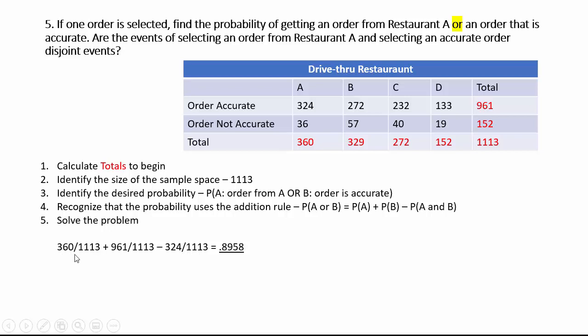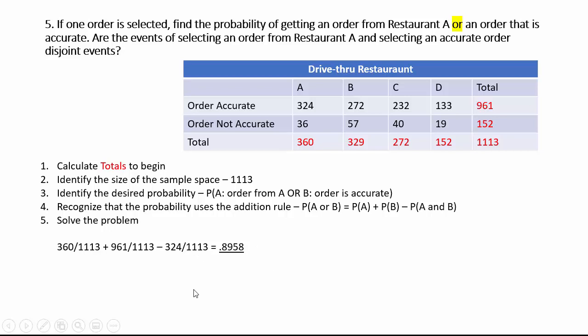Anyway, if you do this, and by the way, you have common denominators here, so you can just do 360 plus 961 minus 324. And then whatever answer you get there, just divide it by 1,113, and you get 0.8958. Okay, so we have approximately a 90% chance of getting this order either from restaurant A or an accurate one. So it could be one or the other, which makes sense. It would be a very high probability.